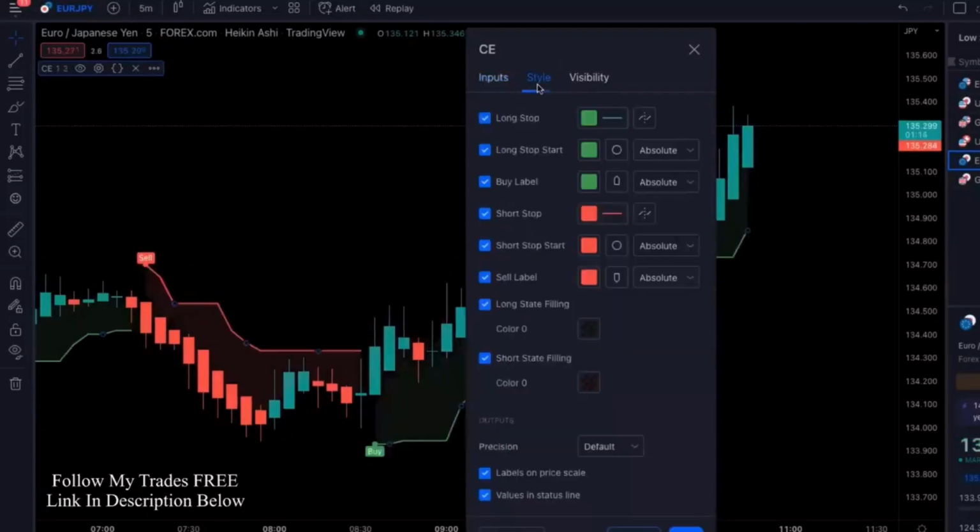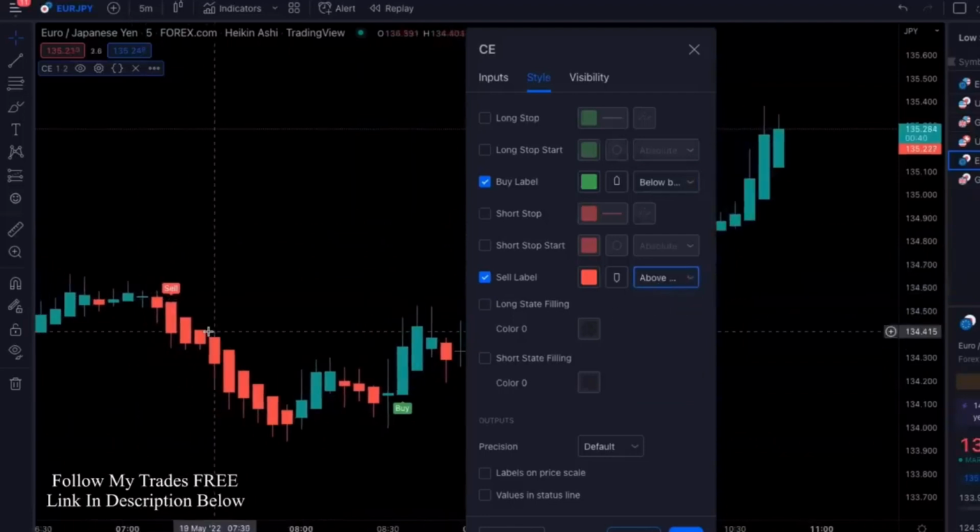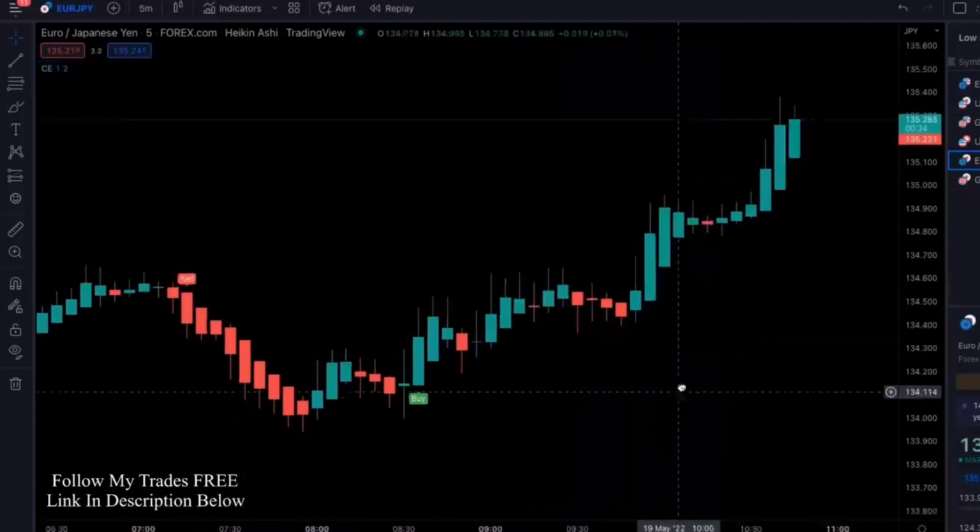Then under styles, we're going to uncheck everything except for the buy and sell label. All right, much cleaner. For the buy label, because it's still a little far off, depending on where it is, I like to move these closer in. So for the buy label, we're going to do it below the bar. You see how that moved right there. And for the sell label, we're going to do it right above the bar. This way it's closer while you're looking, and it's a lot cleaner looking. So that's the first indicator.